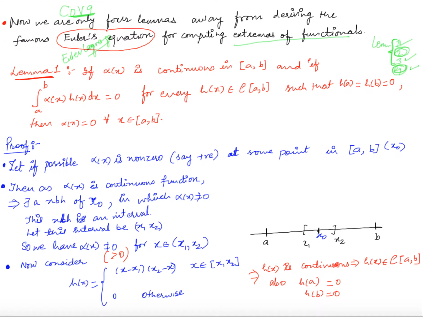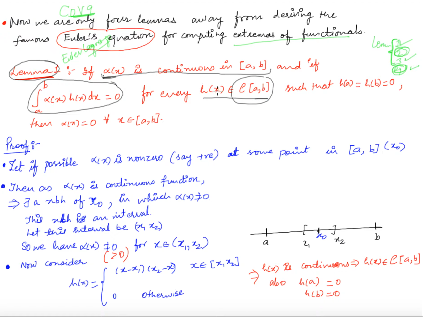Okay, so our first lemma says that if you have the integral from a to b of alpha x times h x dx equal to 0, for a fixed alpha x which is continuous in the interval ab, and this integral is equal to 0 for every h x which is in C_AB. What is C_AB? C_AB is the set of all continuous functions in the closed interval AB.